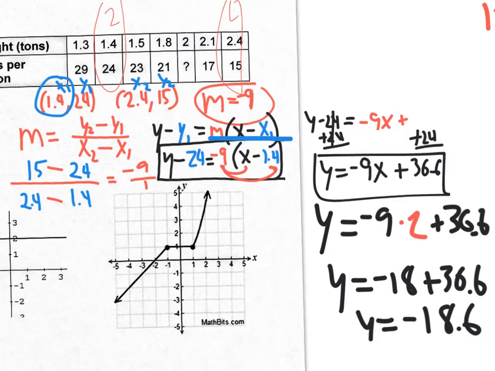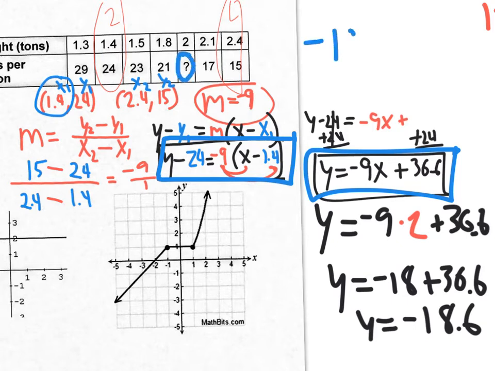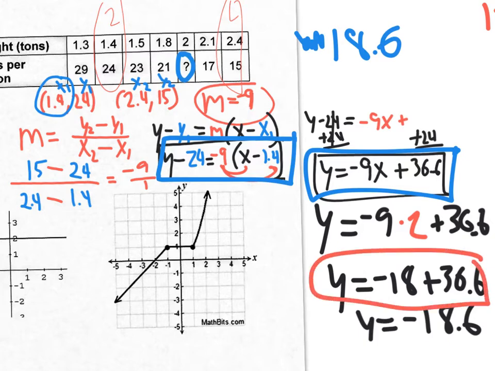So your answers for this complicated question is your equation. It might be in point-slope form, it might be in slope-intercept form, but they also ask for that missing value, which is negative 18.6. Positive 18.6. Why am I saying negative 18.6? Down here, -18 plus 36.6, that's a positive 18.6. I apologize.